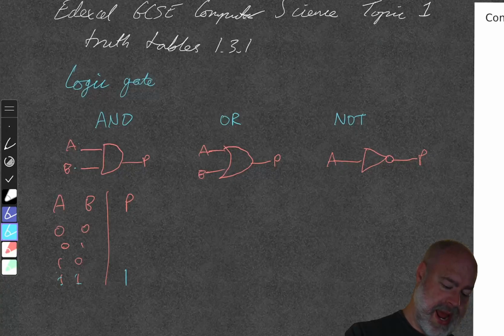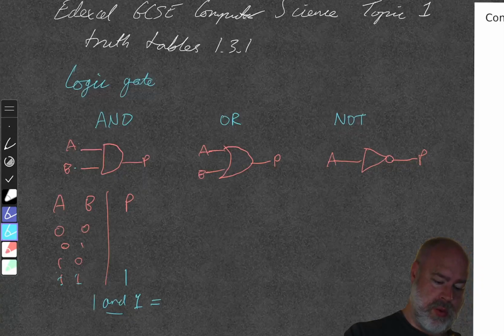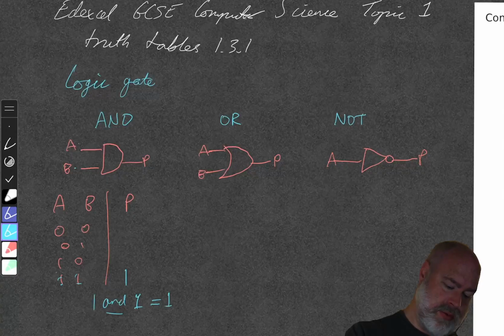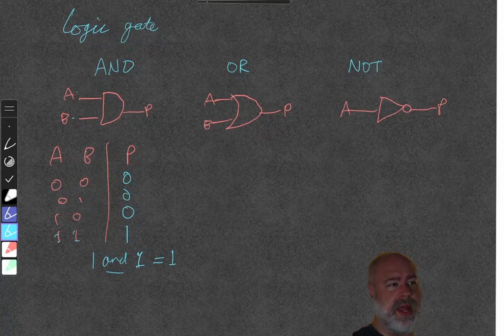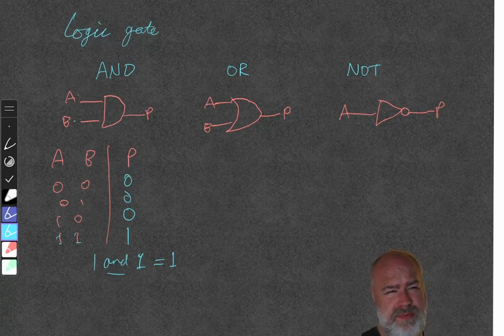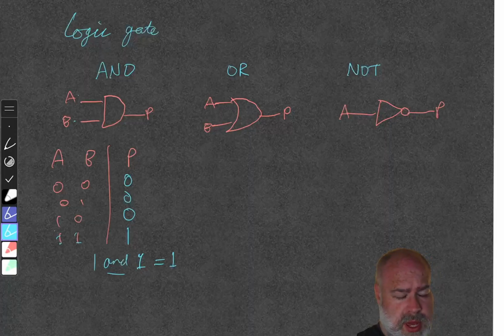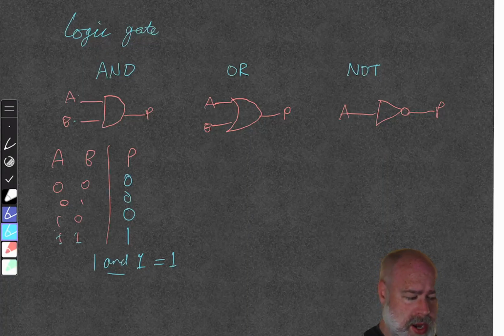So 1 and 1 equals 1 in this case. The rest of them, they're all going to be 0. So it doesn't matter if you've got a 1 in there, but you have to have both of them to be 1 for the output to be 1. For OR, only one of them, one or the other, needs to be on.